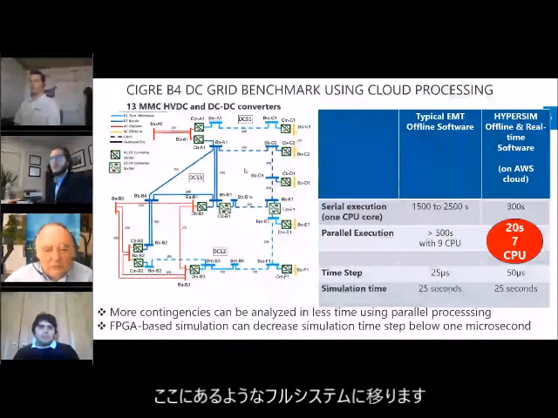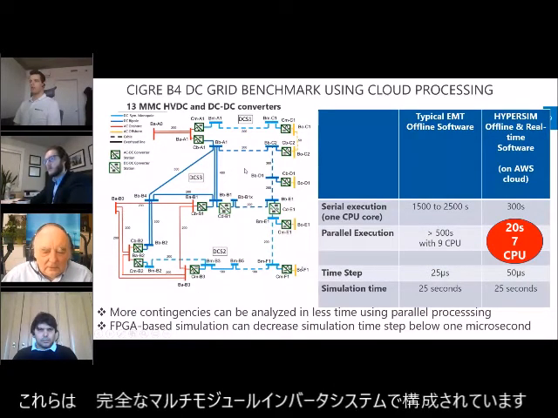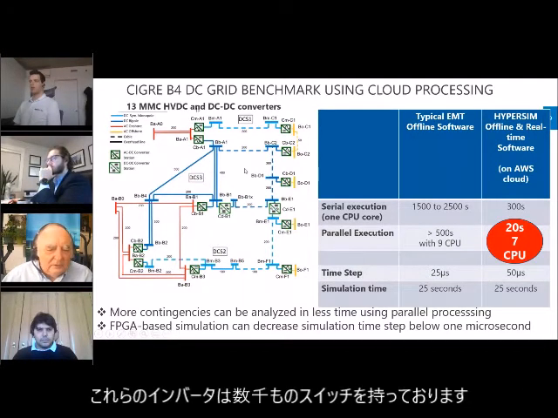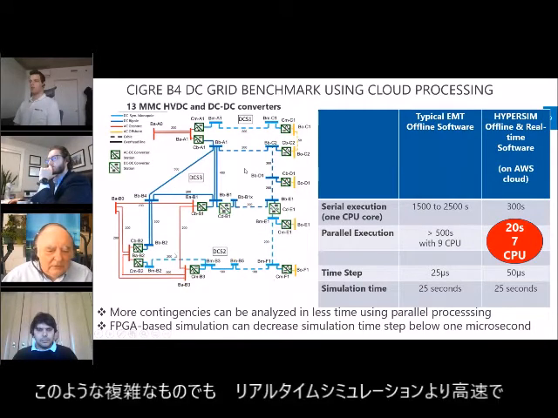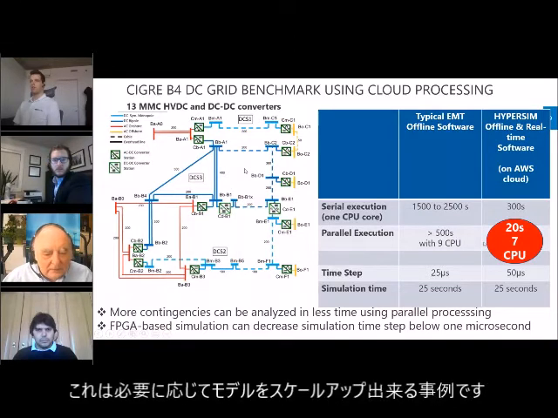Now, when we go to full inverter systems, like here, this is an HVDC grid. This was made by the CGRI before committee. Here, this is only made with full inverters. It's a multi-modular inverter system. Each of these inverters has thousands of switches. But even if it's complex, now we can achieve faster than real-time simulation at 25 to 50 microseconds with only 7 processors. So this is an example showing that we can scale up the models as we need.